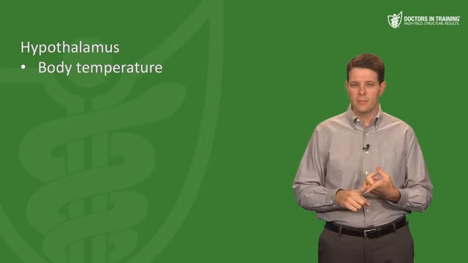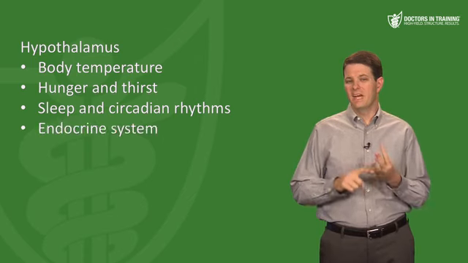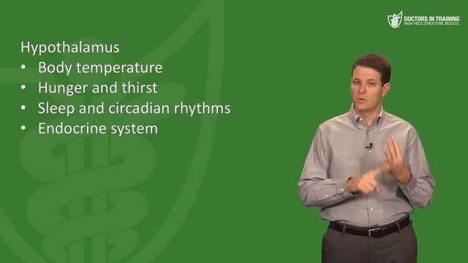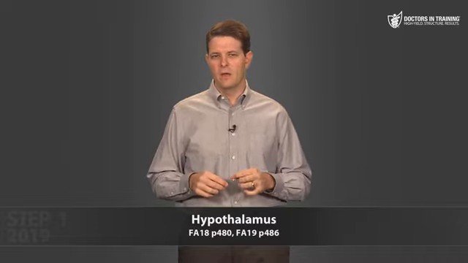In a previous video, we talked about the functional organization of the cerebral cortex. Now we're going to peel back the cortex and discuss some of the deeper cerebral structures, including the limbic system and the hypothalamus. So let's start with the hypothalamus, which is important for regulating a lot of your body's automatic processes like body temperature, hunger and thirst, sleep and circadian rhythms, and the endocrine system, which it does by regulating the pituitary gland.